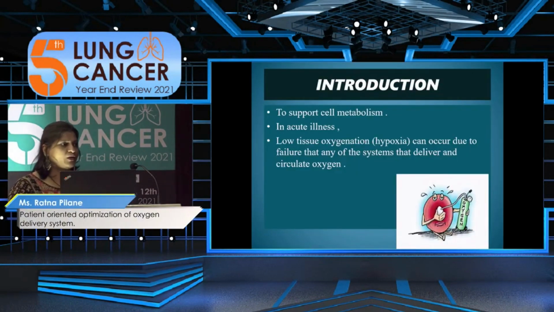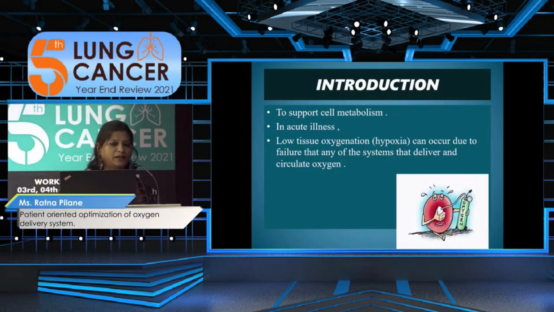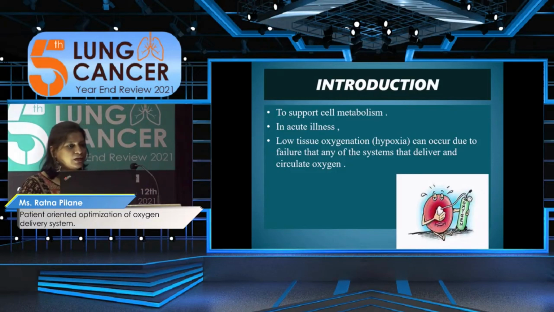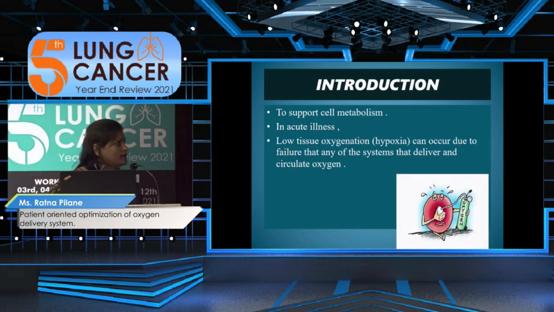So, introduction: why oxygen is needed. Oxygen is needed to support cell metabolism. It converts the food into energy. It is also needed in acute illnesses like respiratory distress. Then hypoxia. Hypoxia is a low tissue oxygenation which can occur due to failure of any system which delivers and circulates the oxygen, for example the lungs.